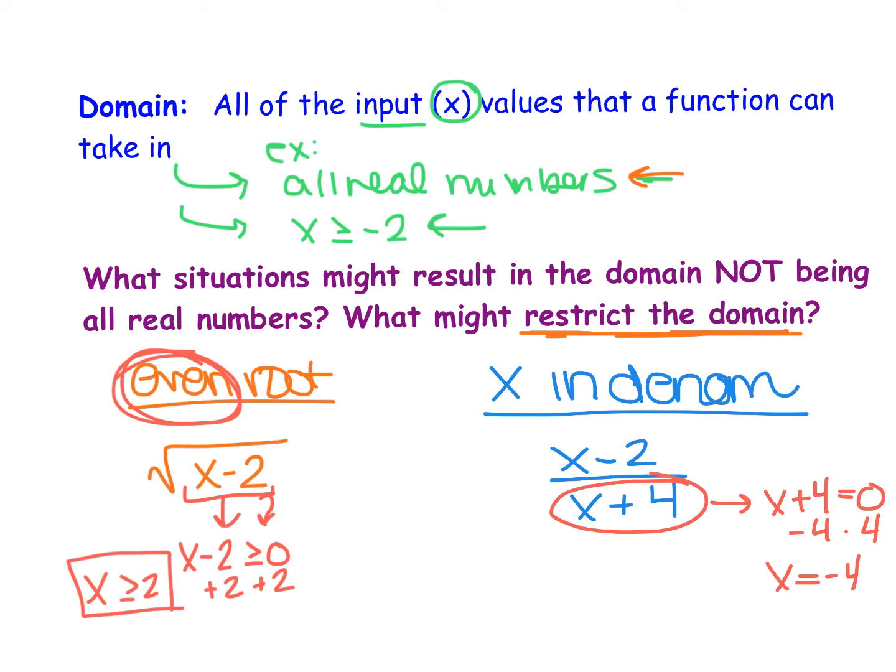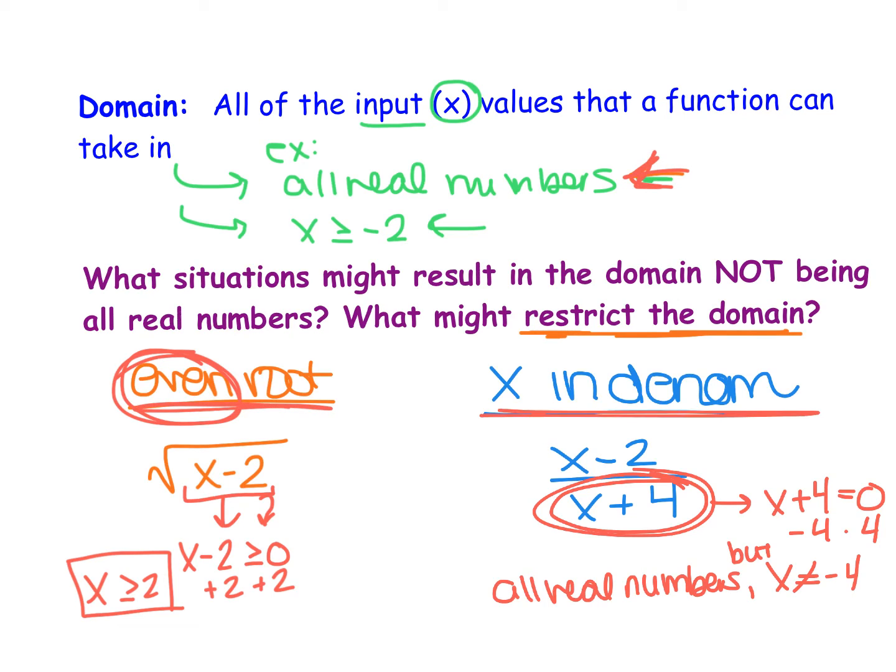So in this case, our domain would be all real numbers, but x cannot equal -4. That's our one restriction, because that denominator can't be 0. Otherwise, any value works for x. So most of the time we're going to see a lot of all real numbers, but if we have things like even roots or an x in our denominator, we're going to have situations where we have a restricted domain, and our domain is going to be slightly different.